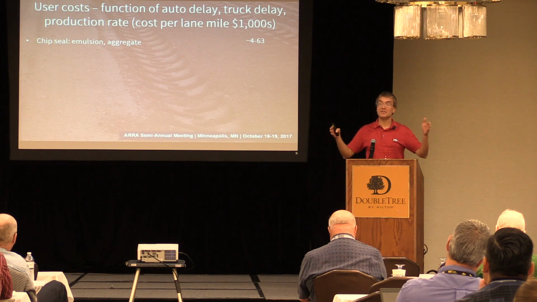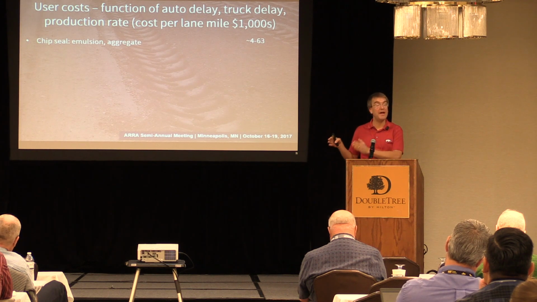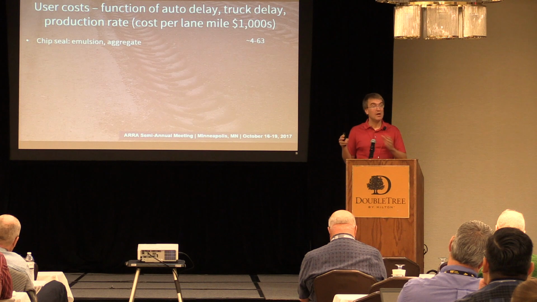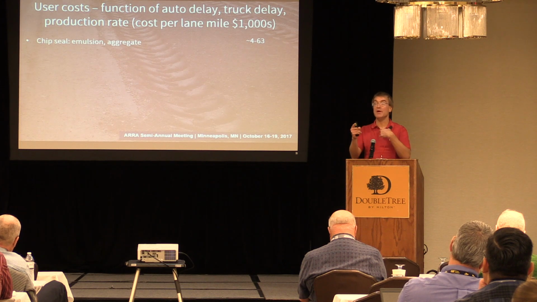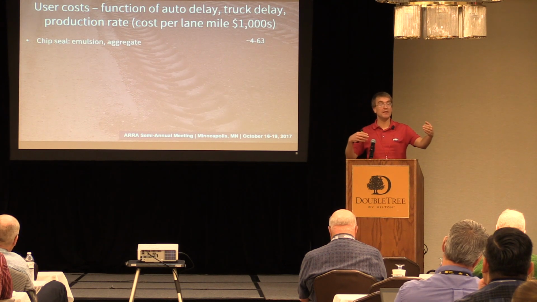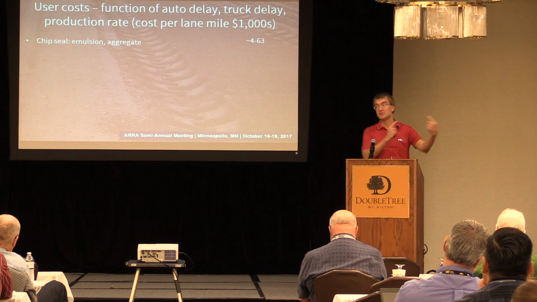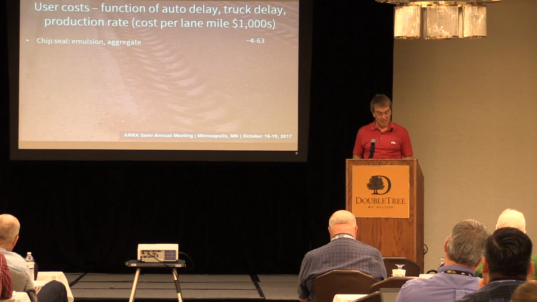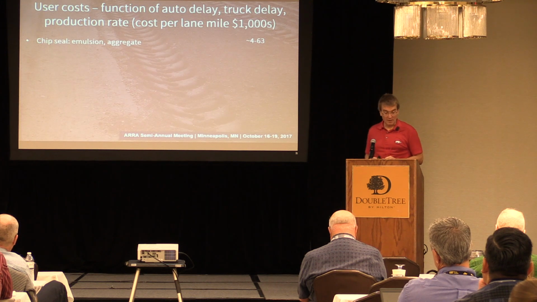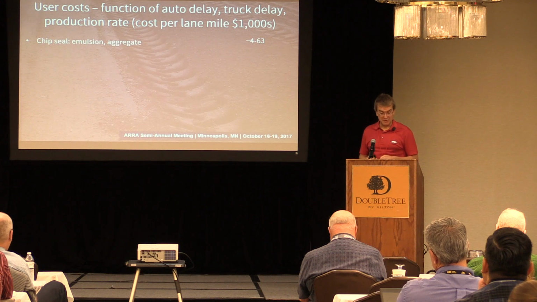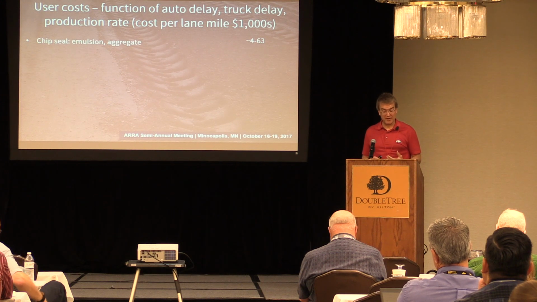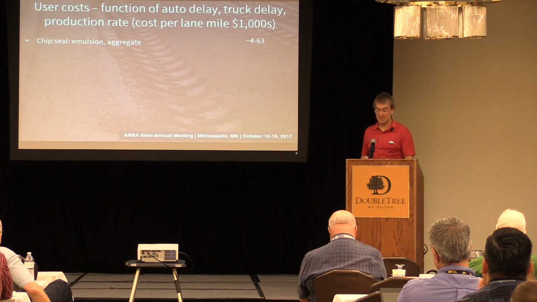And we assumed that we were essentially just taking one lane of capacity out of that roadway. All of the roads that we looked at were two-way, which means that if you closed one lane, you would have to do traffic control on that second lane, but you can kind of scale this up if you'd like. So for the chip seals, again, using that emulsion and aggregate, we assumed that it would cost anywhere from $4,000 to $63,000 per lane mile based on user cost.